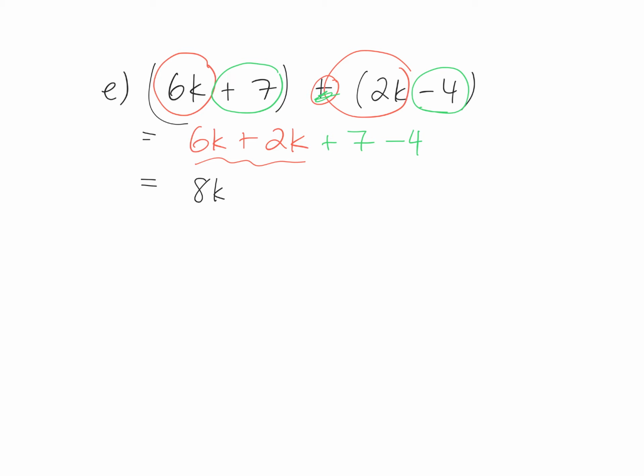8k, and now look carefully here. 7 take away 4 equals 3. Positive 3. You have to put the sign. So the final answer is 8k plus 3.